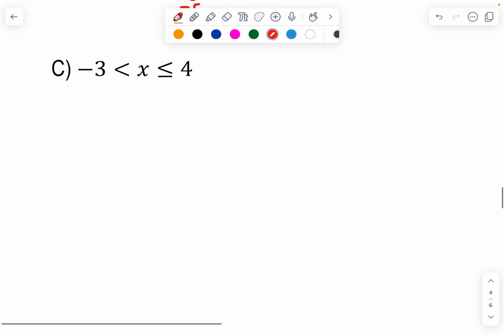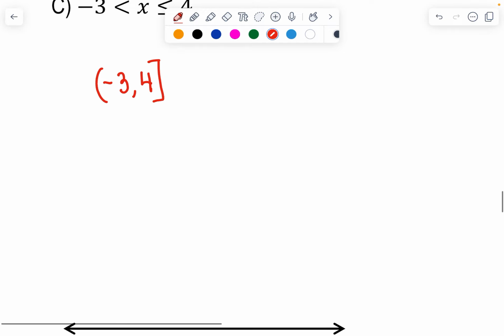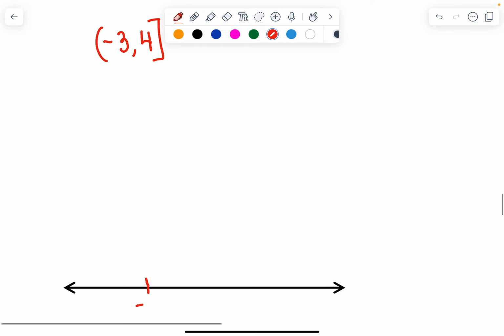Here this says X values in between -3 and 4, not including the -3. So we're going to write down both numbers, in between -3 and 4. Don't include the -3, include the 4. On a number line, -3, 4. Don't include the -3, include the 4, all values in between.